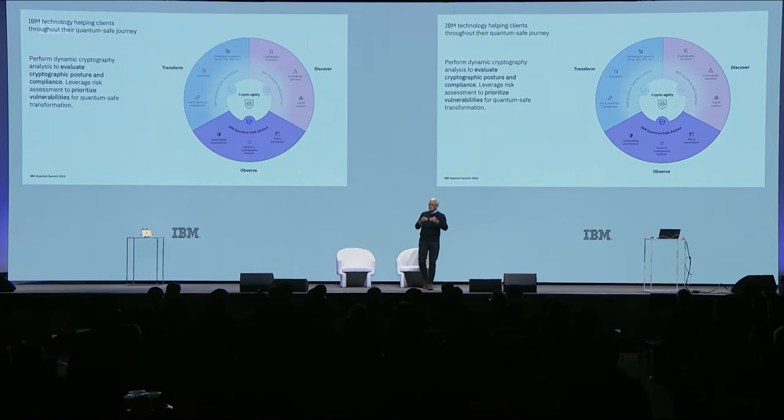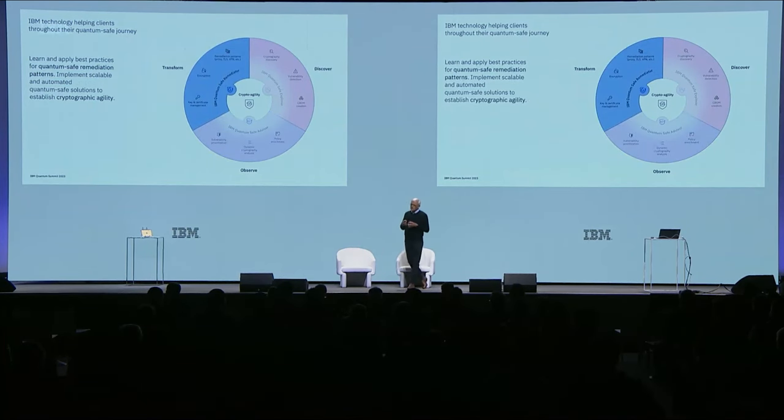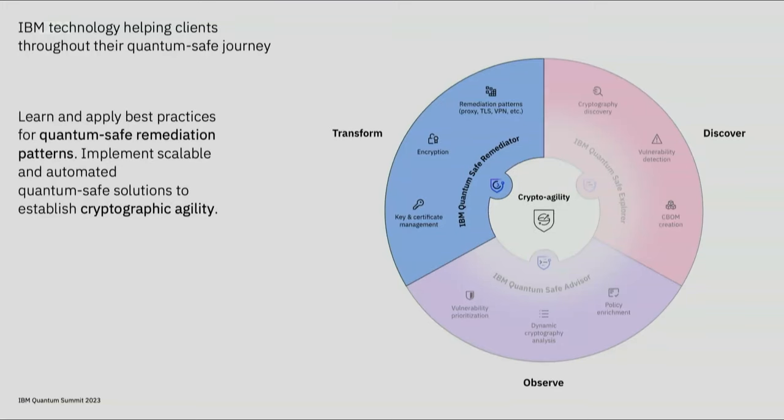The tool that supports that is IBM Quantum Safe Advisor, and I will show you a short demo of that as well. The last piece is around transformation. So having discovered and prioritized the work that needs to be done, how do you go about beginning the transformation of your cryptography in the application and infrastructure to support what you need to do? That is what transformation is all about.